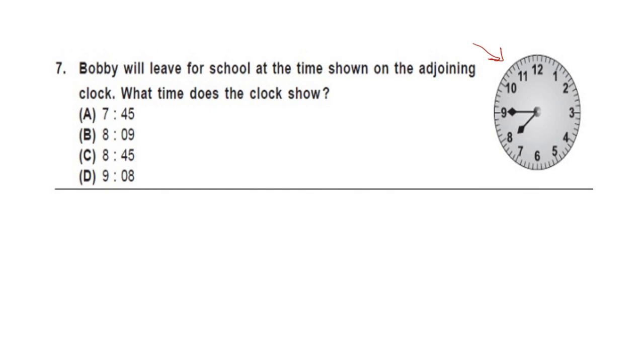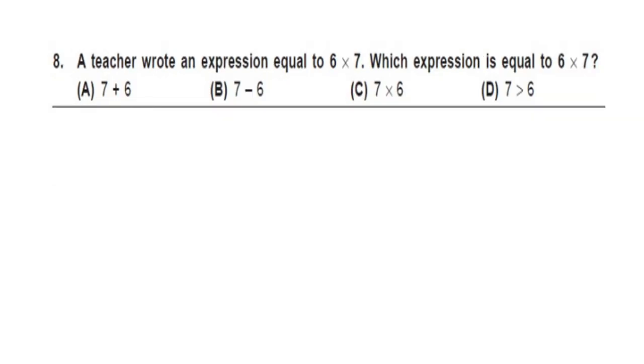Well, this is an easy one, and I know all you smart kids would know the answer. So, the hour line is between 7 and 8. So, the hour is 7 and the minutes hand is at 9, that is 45 minutes. So, your answer is option A, 7:45.